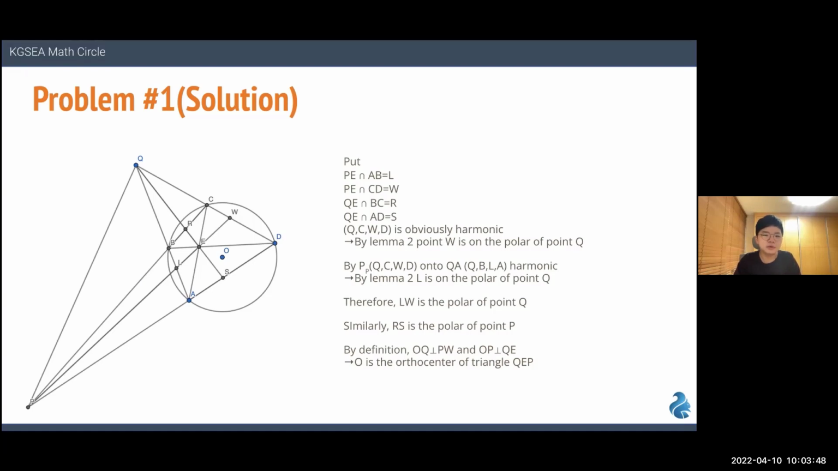Similarly, RS is the polar of point P. And by definition, this means that OQ and PW are perpendicular, and OP and QE are perpendicular, which means that O is the orthocenter of triangle QEP.